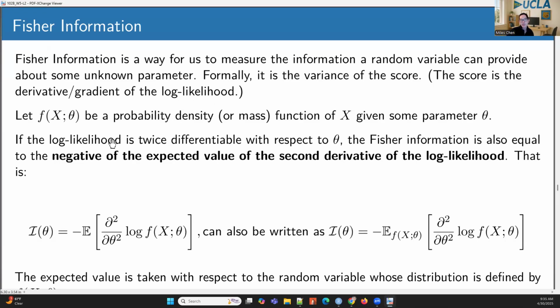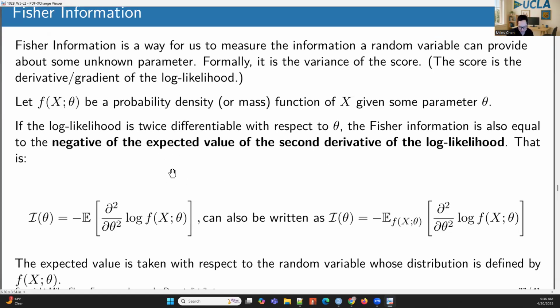If the log likelihood is twice differentiable with respect to our unknown parameter theta, then the Fisher information is also equal to the negative of the expected value of the second derivative. So what is the second derivative of the log likelihood, and what is the expected value of that second derivative? The Fisher information is the negative of that. And we'll use this definition to learn a little bit more about the Fisher information.